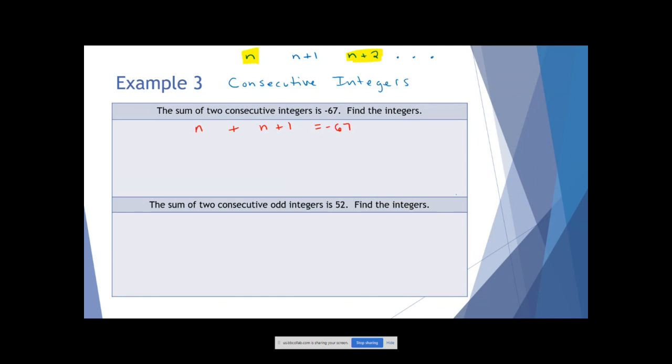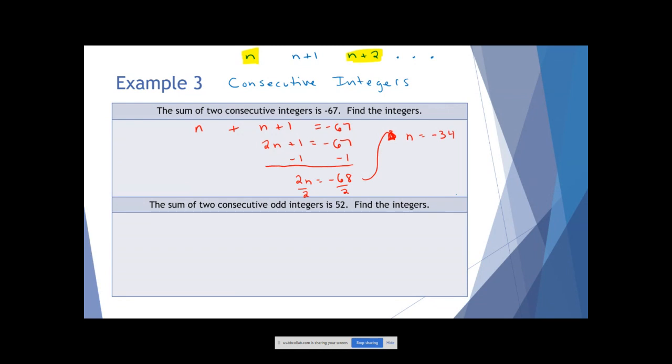So now I have an equation that I can solve. So n plus n is 2n. So I have 2n plus 1 equals negative 67. So I subtract 1 from both sides. 2n equals negative 68. And then I'm going to divide both sides by 2. I'm running out of room here. That gives me n equals negative 34.